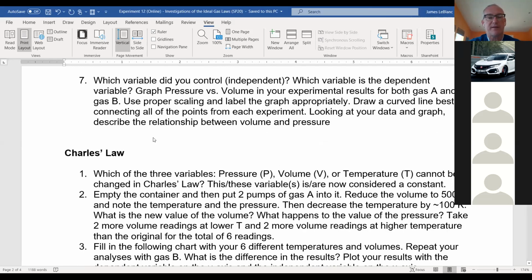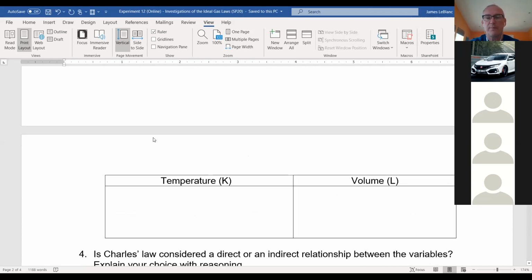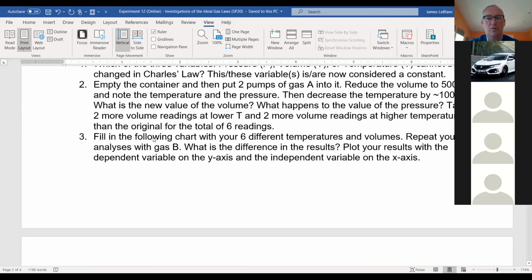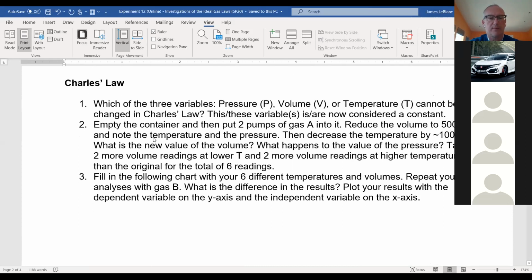Okay, so now that we're doing Charles' law, we're basically going to be plotting changes in temperature versus volume, okay? So we're going to empty the container and again put some gas A into it. We'll reduce the volume to 500 liters, make a note of the temperature and the pressure, and then we'll just start decreasing the temperature and see what happens to the volume and the pressure, okay?